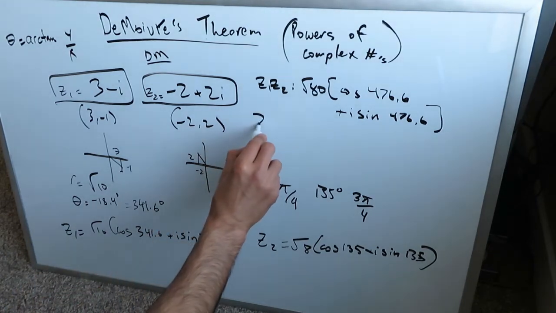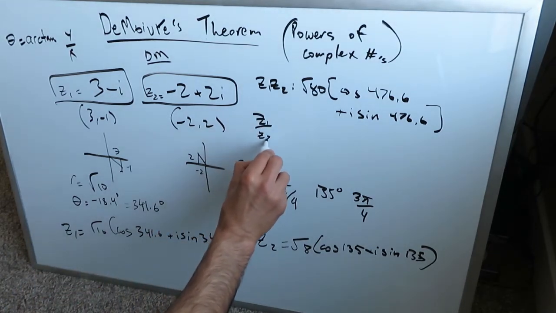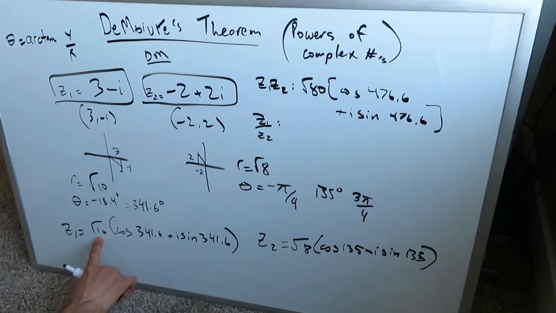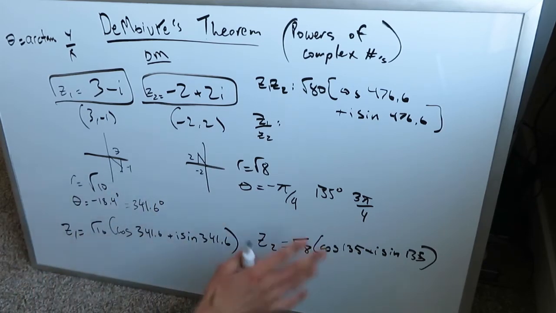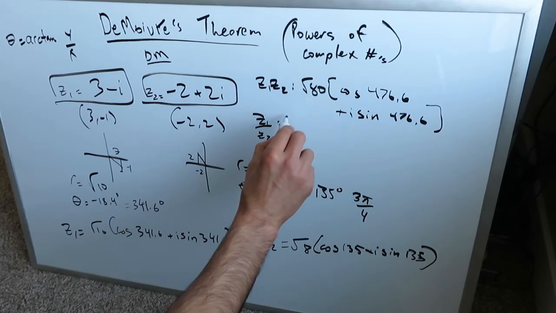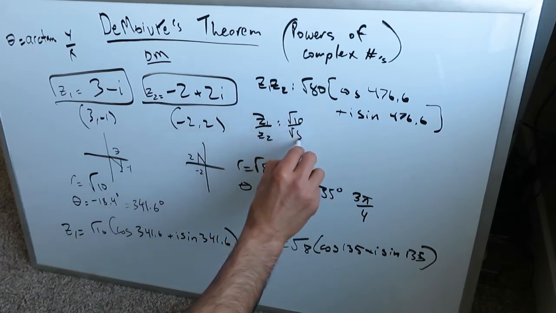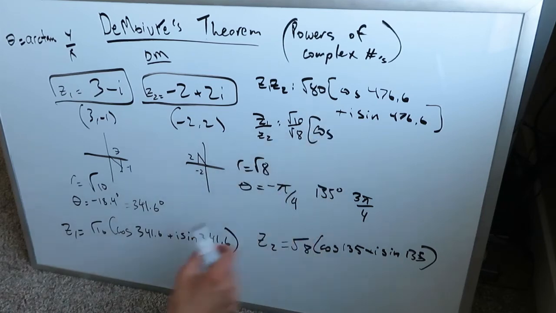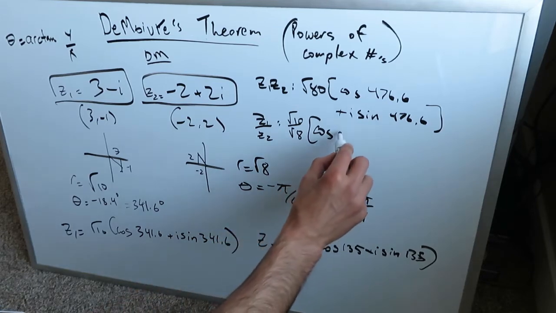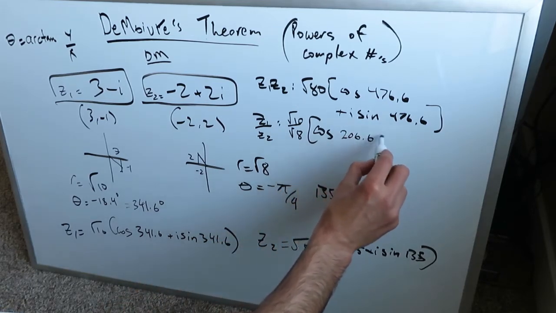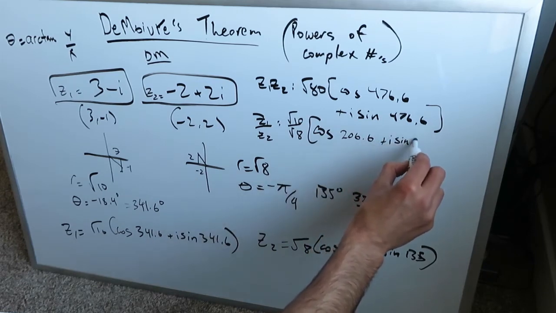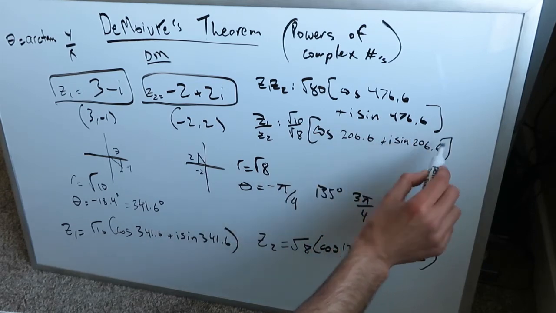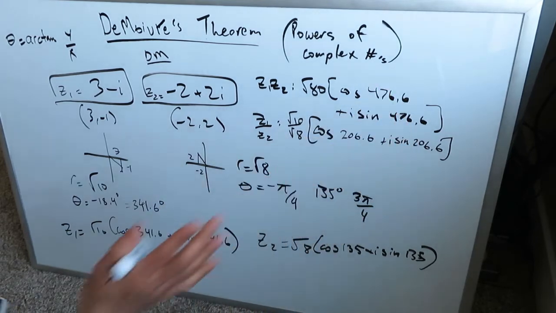Now what about z1 divided by z2? You're going to do r1 divided by r2, root 10 divided by root 8. You can just write that as root 10 divided by root 8. And then you're going to do cosine, you're going to minus two angles, 341.6 minus 135, you're getting a cosine of 206.6 plus i sine 206.6. It's exactly the same values always here and over here, the same values.